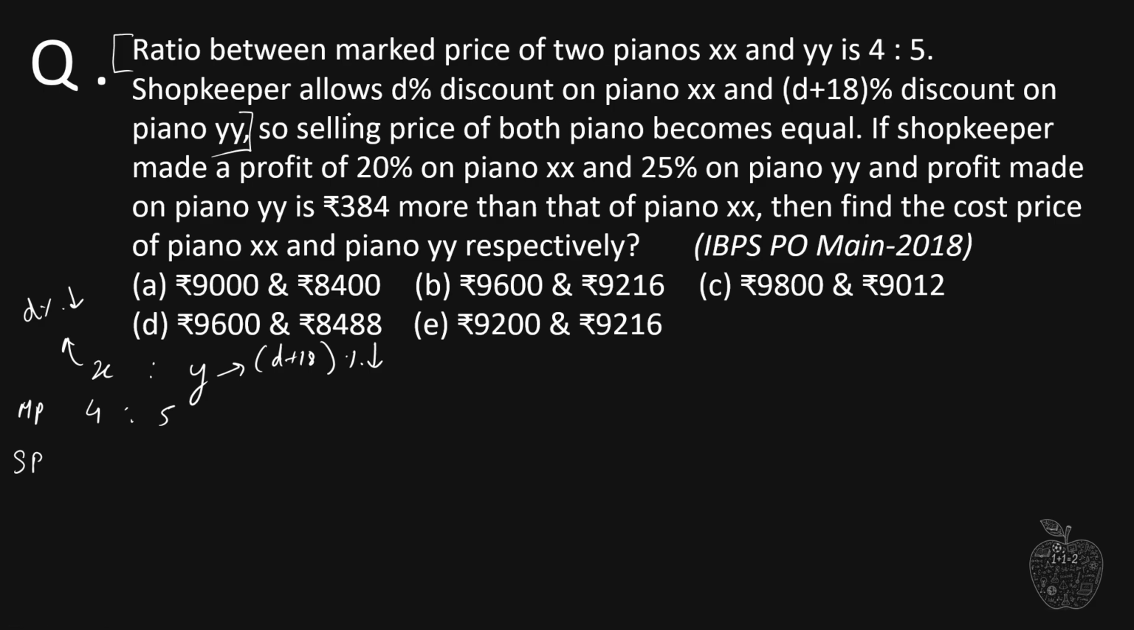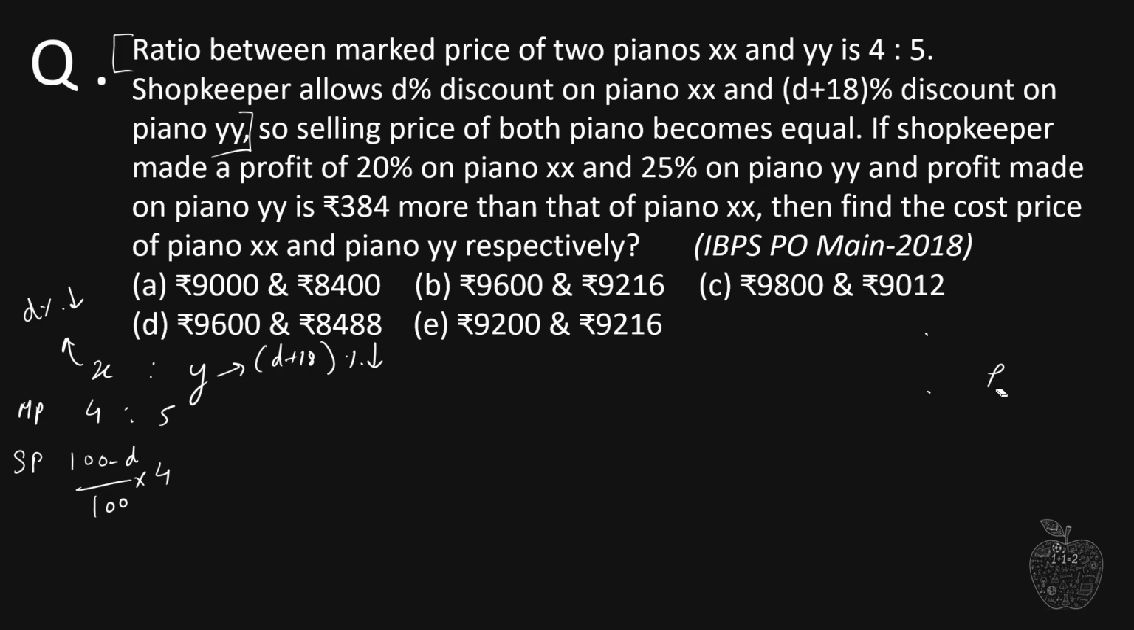What a normal student will do here is calculate the selling price first. How can the selling price be calculated? If there is a D% discount, he's selling it at (100 minus D) by 100 into the mark price, which is 4. Why did I do this? Let me give you an example. Let's say there is a discount of 10%. That means the shopkeeper is selling it at 90% of the mark price, because 100 minus 10 is 90.